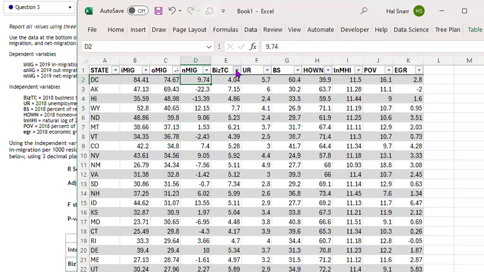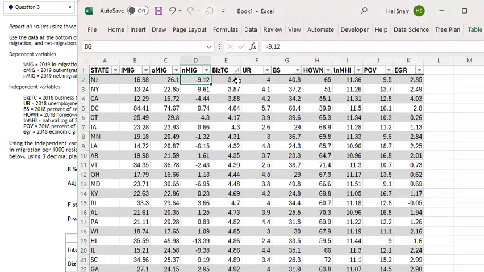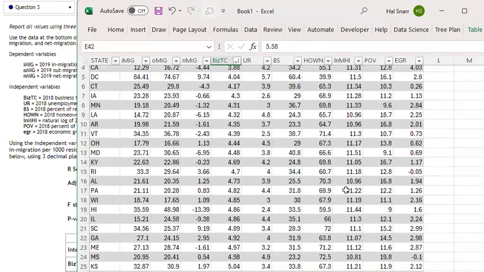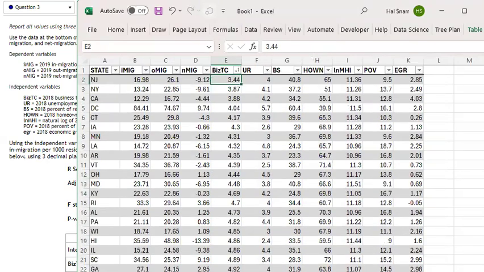And then the state with the best business tax climate is the one with the highest number: Wyoming, then South Dakota, Arkansas, Florida, Montana, New Hampshire, Nevada, Utah, Indiana, Oregon, North Carolina, etc. Right? The ones with the most restrictive business climate are New Jersey, New York, California, DC, Connecticut, Iowa, Minnesota, Louisiana, Arkansas, and Vermont. That's the bottom 10.